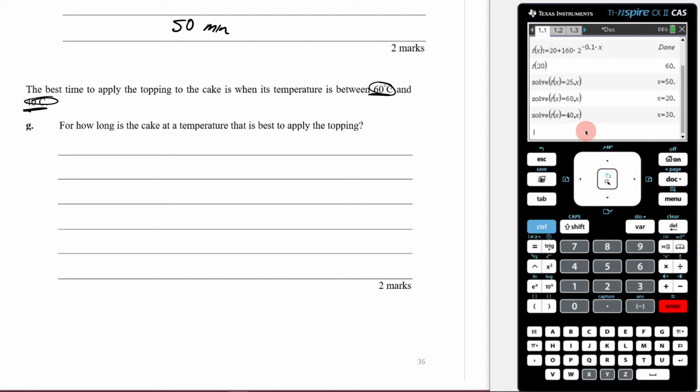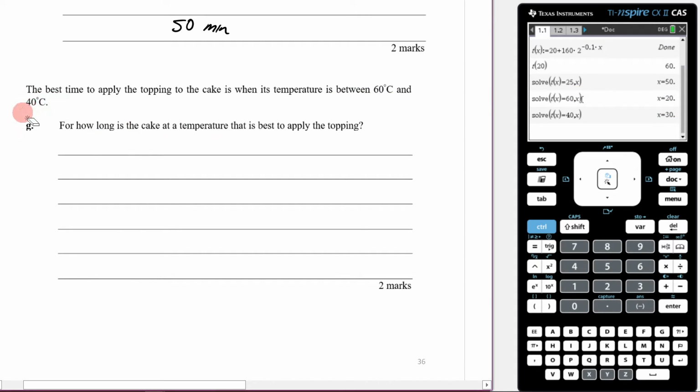There we go. So that means at 20 to 30 minutes. So it's 40 degrees 30 minutes in, and the temperature is 60 degrees 20 minutes in and 40 degrees 30 minutes in. So there's obviously a 10-minute gap there that is best to put it in. So showing all of this now is all we really need to do.